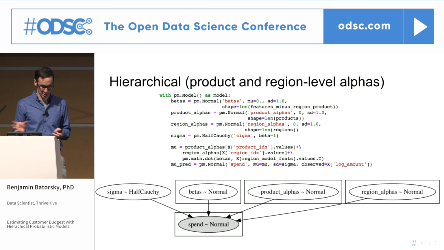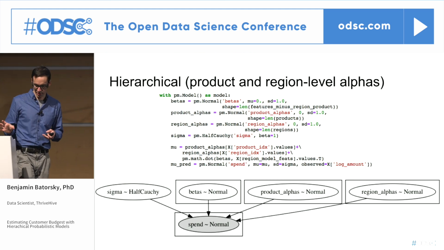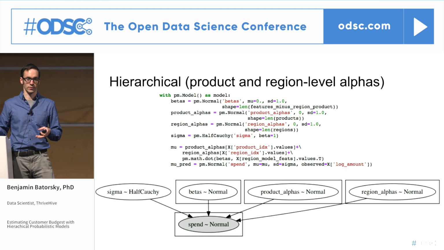So this is just an extension of the previous model. It's, again, another hierarchical model, but we just have another level where we have actually region intercepts here. So you can see that there's region alphas also included.